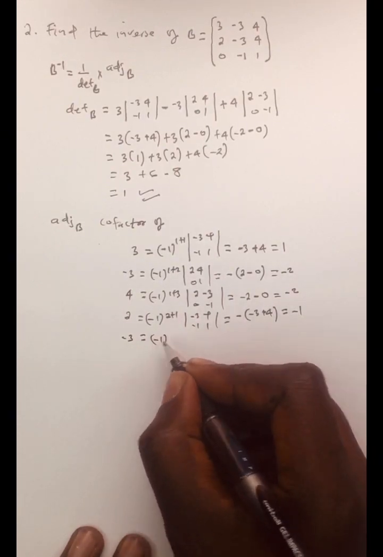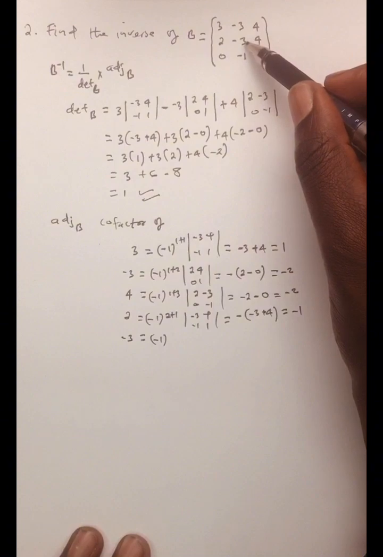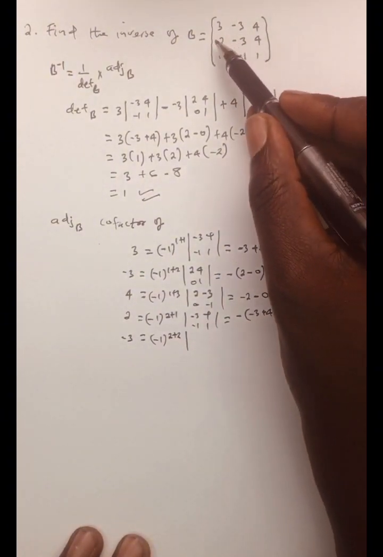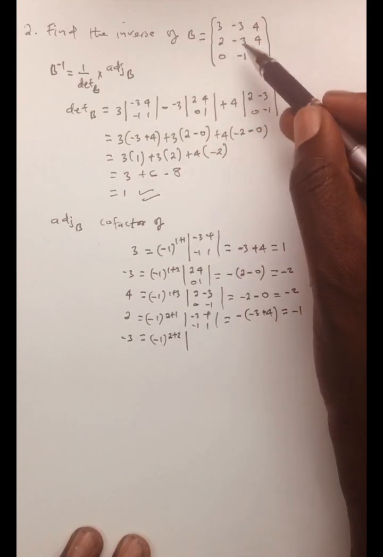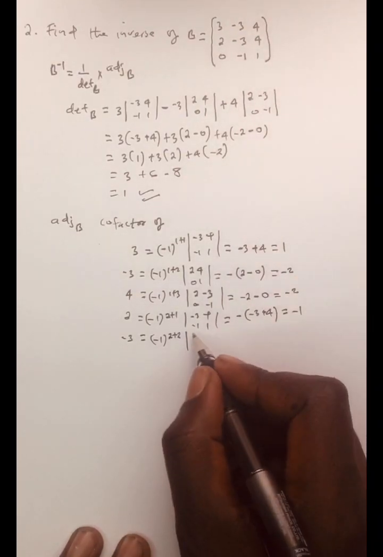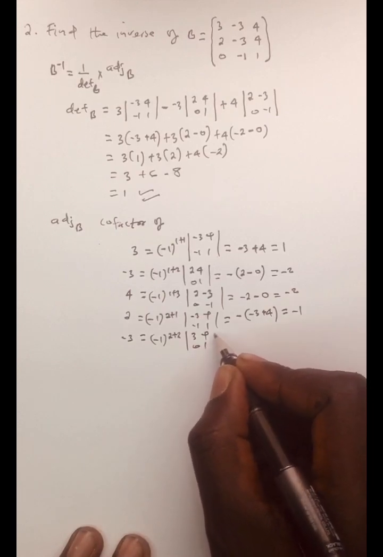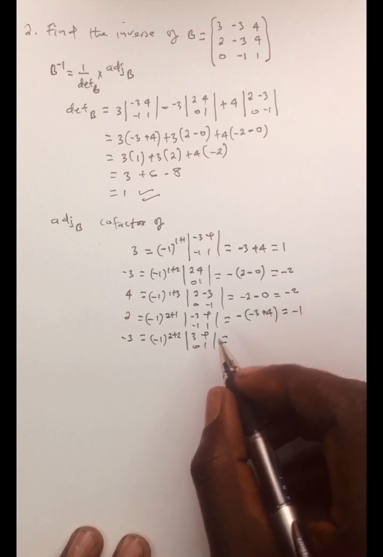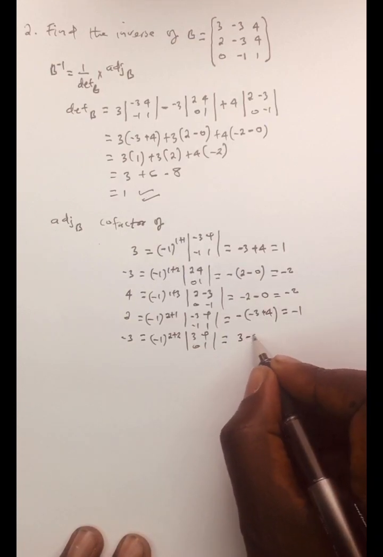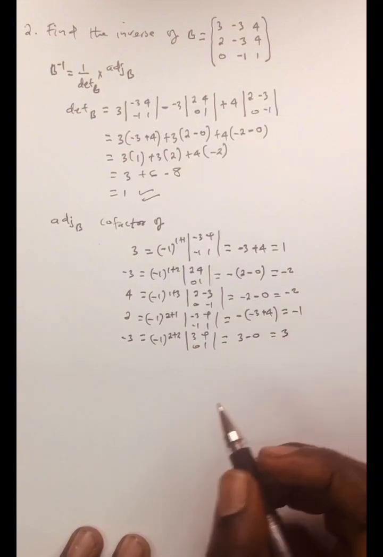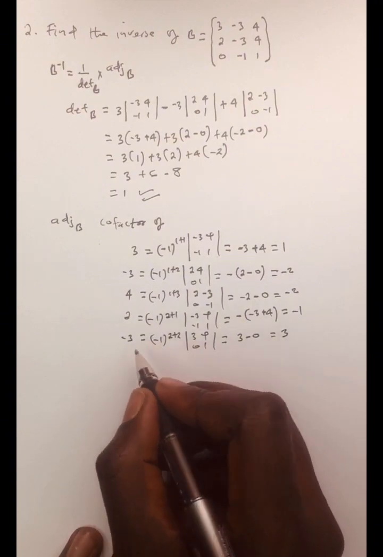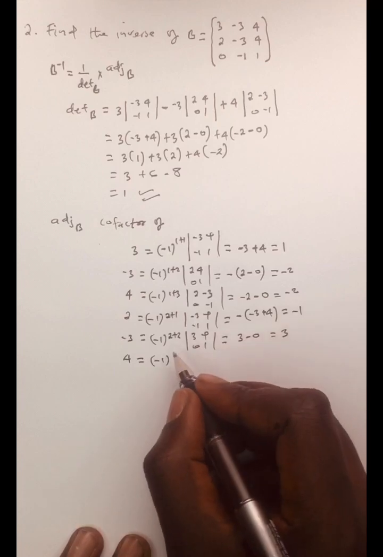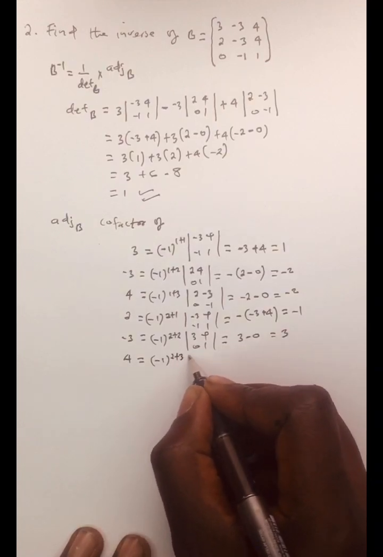Then let us look for the cofactor of -3. So -1 raised power. So -3 is in row 2, column 2. That is 2 plus 2, and the small matrix that is left when you cover its row and column is 3, 4, 0, 1. So since the power is even, we have positive, so 3 times 1 minus 0, so that is 3.